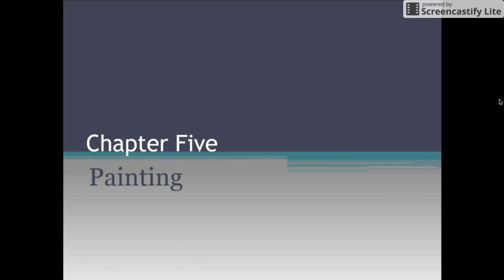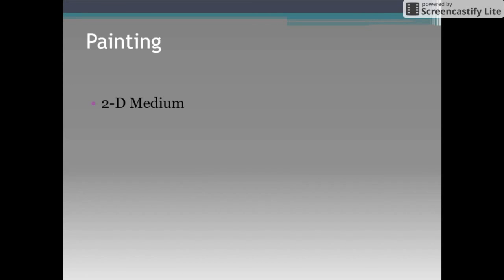So, welcome to Chapter 5. Chapter 5 is about painting. So, we're moving on to another medium now. And the one thing that we should really keep in mind with the medium of painting is that it is a 2D medium. Of course, there will be methods used to show depth or dimension of space that are trickery of the eye, but it is a 2D medium.